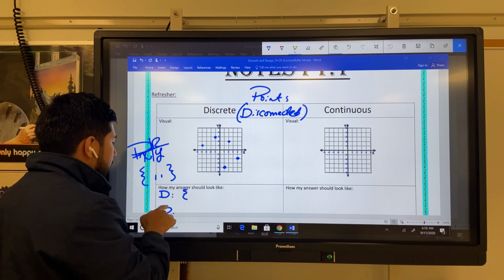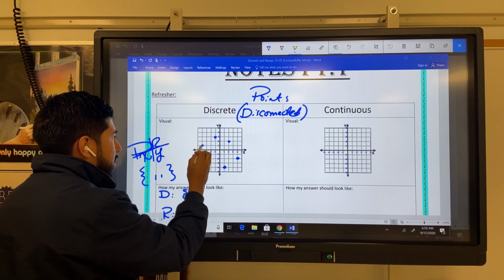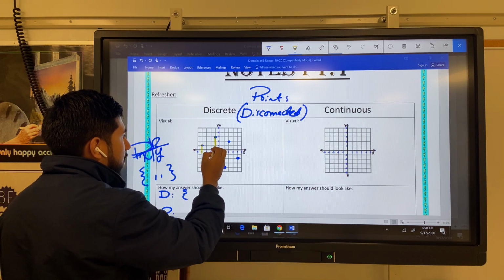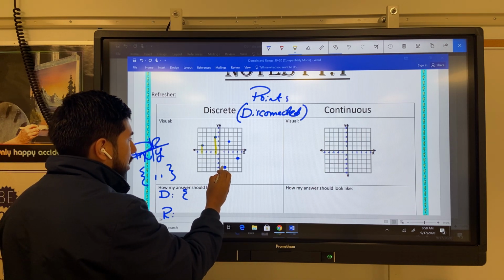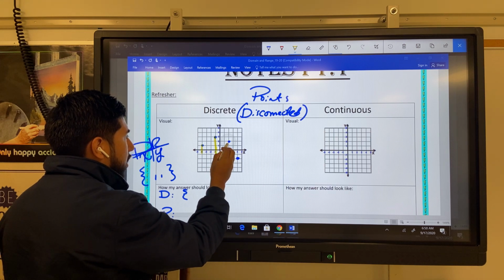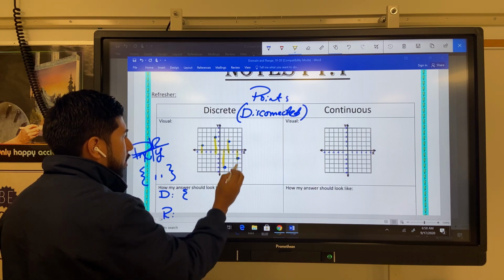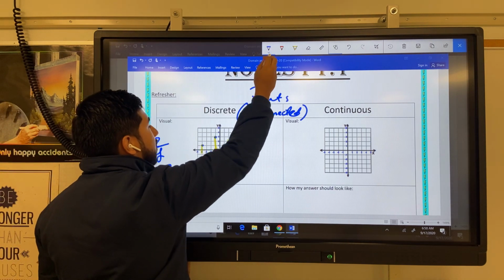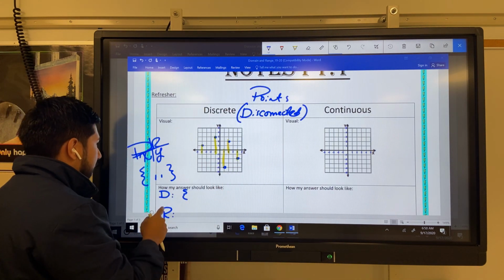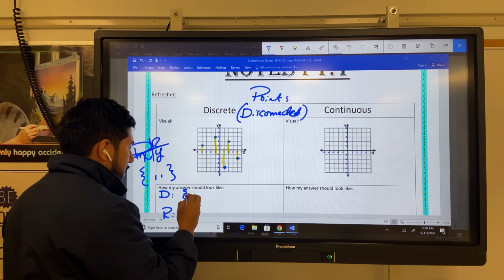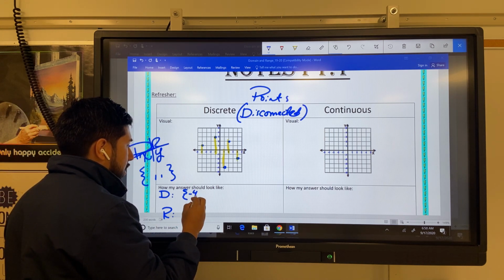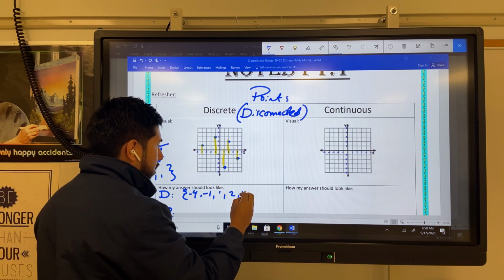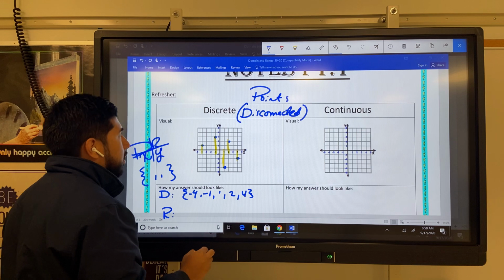Okay? For domain, we're going left to right. Starting with this point. Boom. It's -4. Then we got -1, 1, 2, and 4. And why am I only looking at the number line of the x? Because it's domain, and domain deals with the x. -4, -1, 1, 2, 4. Good stuff.